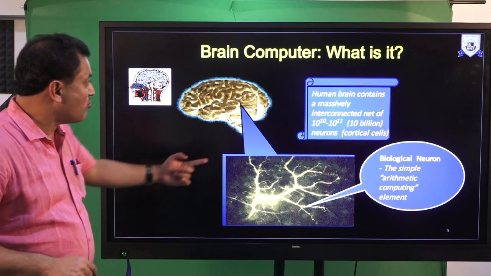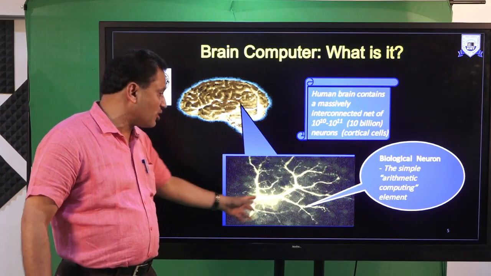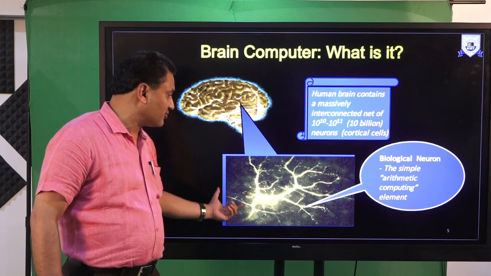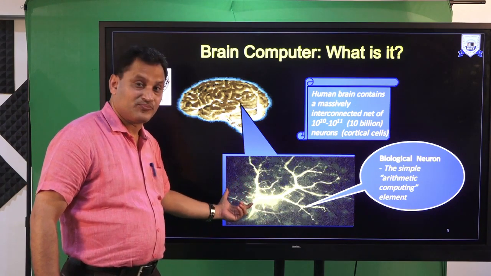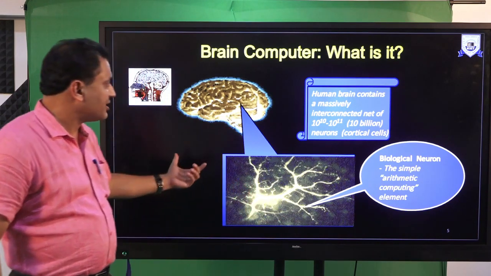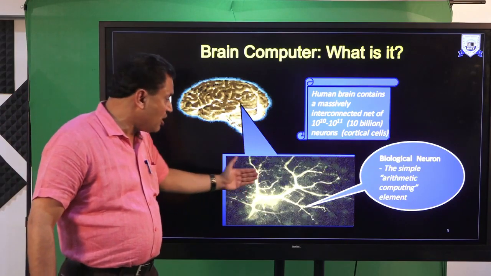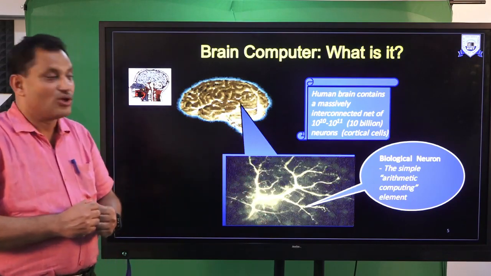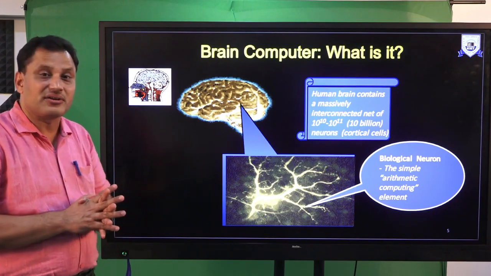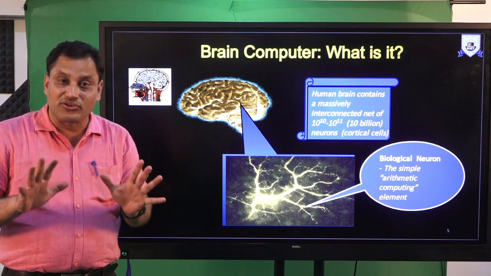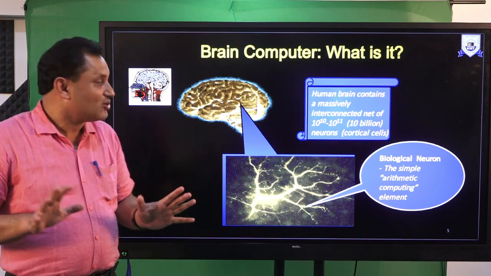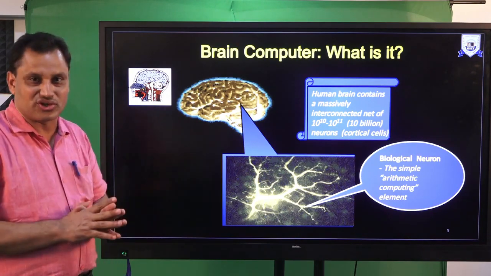As I was telling you, there are more than 10 billion neurons. This is a snapshot of a particular neuron. It probably looks like this. And the human brain, we all know that. All these 10 billion neurons are interconnected to each other. Those interconnections make somewhere around 60 trillion connections in total. So that is a huge structure.